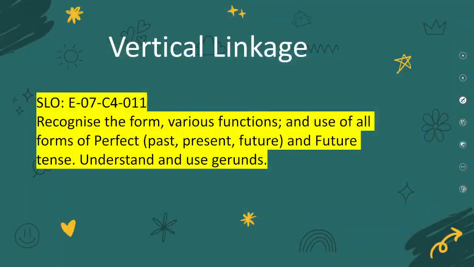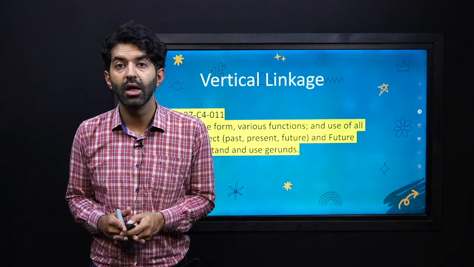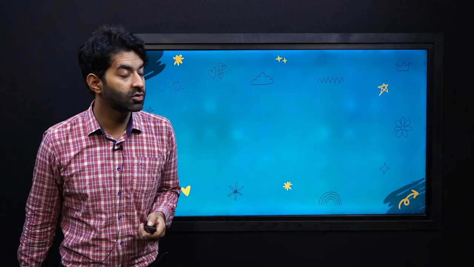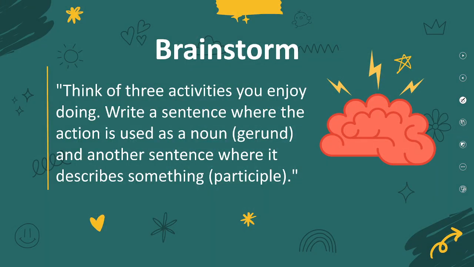This is a vertical linkage for additional information and for the brainstorming session today, students. Now, be prepared and think of 3 activities you enjoy doing. What are those 3 activities that you love and you enjoy doing? Now, I hope that you have thought about it. Now, write a sentence where the action is used as a noun. This is what we call gerund. And another sentence where it describes something. And this will be our participle.